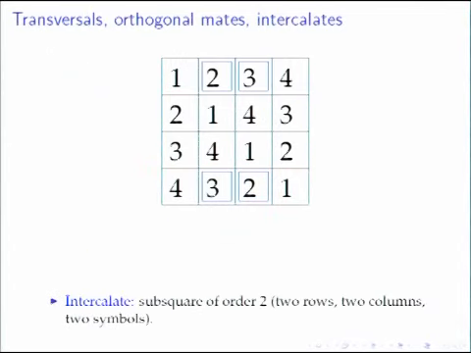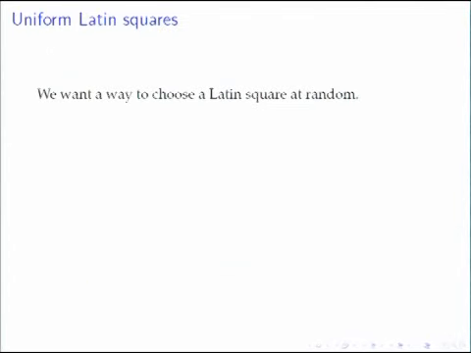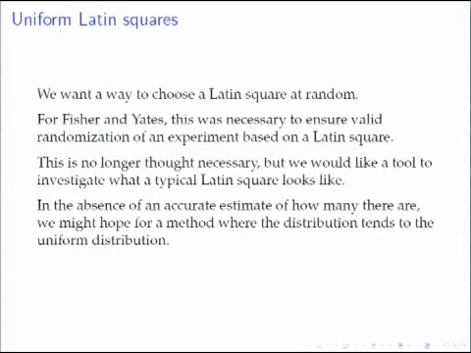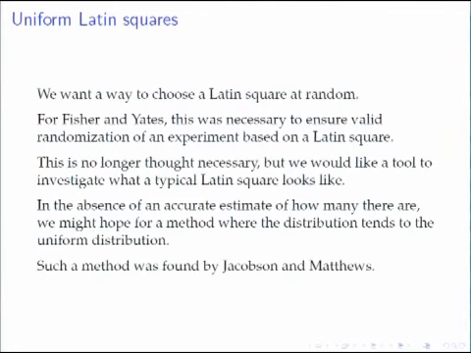So we've seen this. We want a way to choose a Latin square at random, and there is a Markov chain method for doing this. With a Markov chain method, the distribution will tend to the uniform distribution if you're prepared to wait long enough. This was Jacobson and Matthews in the mid-1990s who came up with this idea. I'll show you how the idea works in a moment.